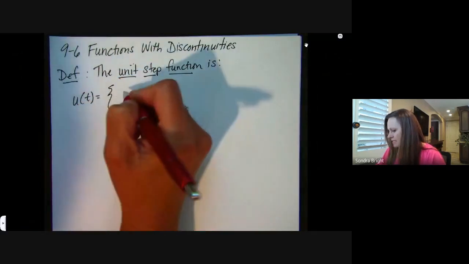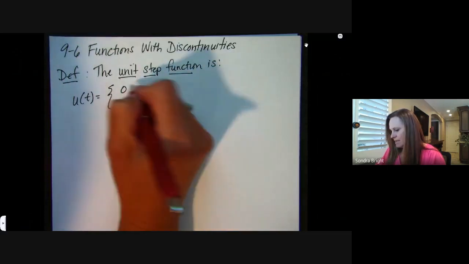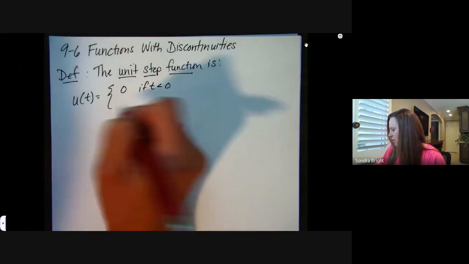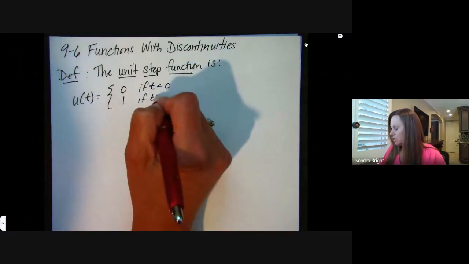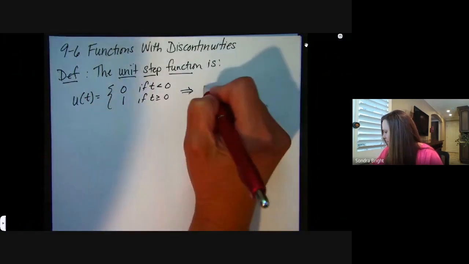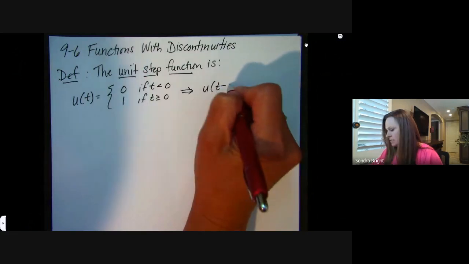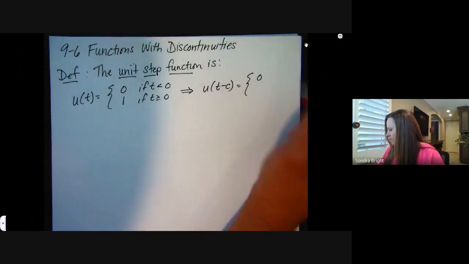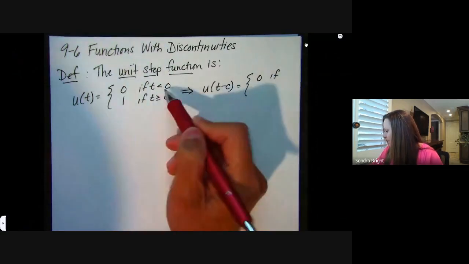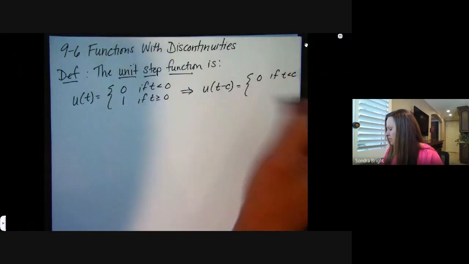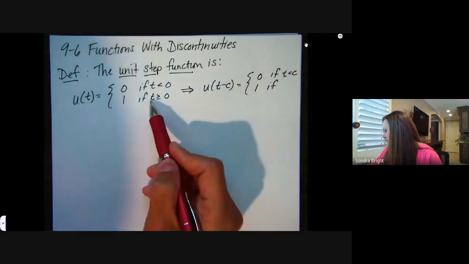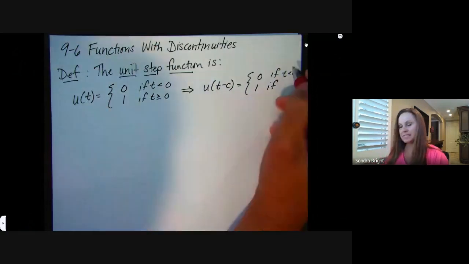So it's 0 if t is less than 0, and it's 1 if t is greater than or equal to 0. So that gives us that u of t minus c will still equal 0 if t minus c is less than 0, well, that gives us if t is less than c. And it's still 1, but now instead of just t, you've got t minus c. So if t minus c is greater than or equal to 0, so this is for when t is greater than or equal to c.